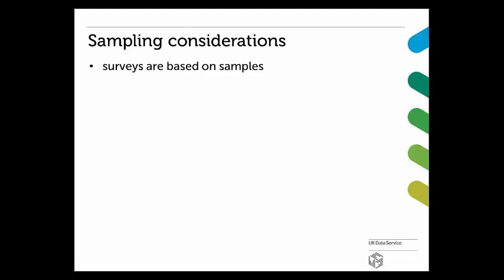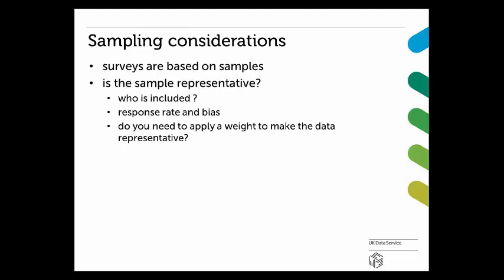With surveys, a big issue is that they're based on samples, so when using samples we need to think about whether the sample is representative. Certain questions to think about are who's included, what was the response rate, and were there any particular issues related to differential response rates across the population? And then also, do you need to apply a weight to make the data representative? Again, all this information will be available within the documentation that comes with the data, so we're looking at the data catalogue and then any other user guides.